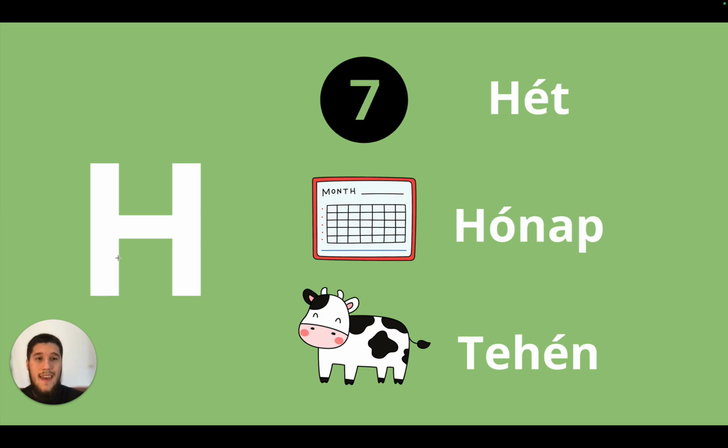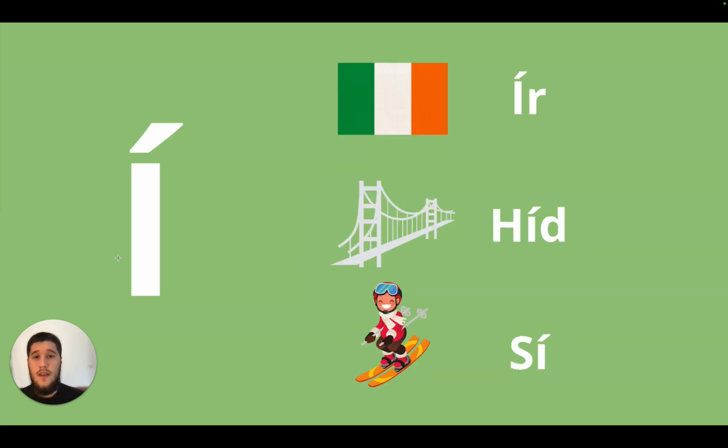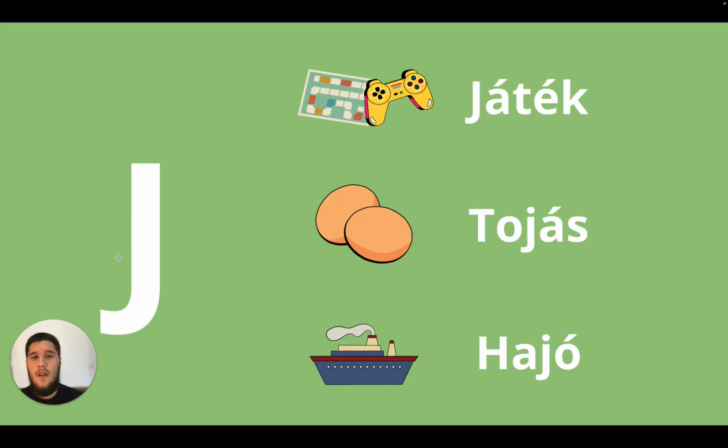H. Hét. Hónap. Tehén. I. Igen. Kocsi. Virág. Í. Ír. Híd. Sí. J. Játék. Tojás. Hajó.